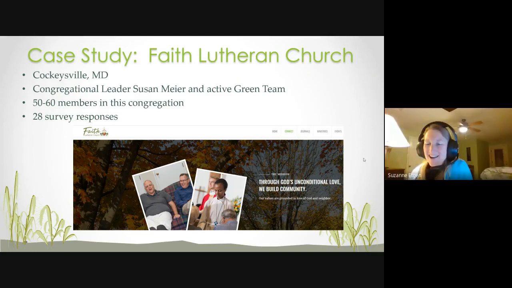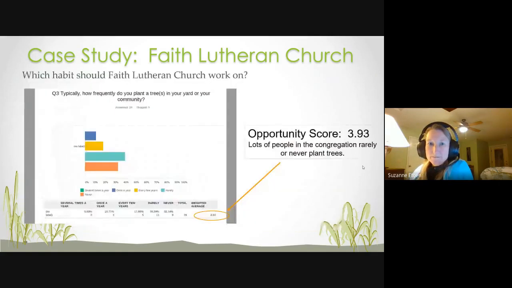Nice. Awesome. So what I thought was really significant about Faith Lutheran, they got 28 survey responses, and they have about 50 to 60 members. So that's like a pretty incredible survey response. And so the data that they have, I think, is pretty robust in terms of moving forward with a behavior. So let's go ahead and see if we can pick out what behavior they should work on.